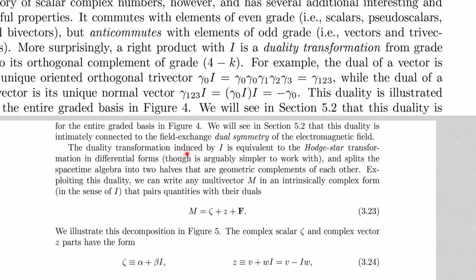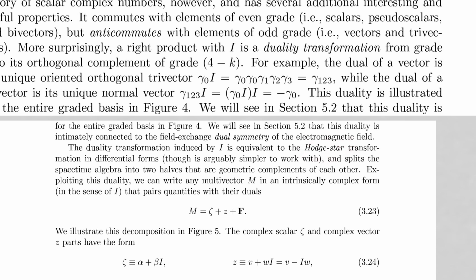The duality transformation induced by the pseudoscalar I is equivalent to the Hodge star transformation in differential forms, though arguably simpler to work with. Now, I talked about that last time. There are a lot of differences with the Hodge star transformation in its overall structure in differential forms, of course, having to do with you're actually switching between unrelated vector spaces that are not part of the same vector space necessarily and things like that. But it is the literal equivalent.